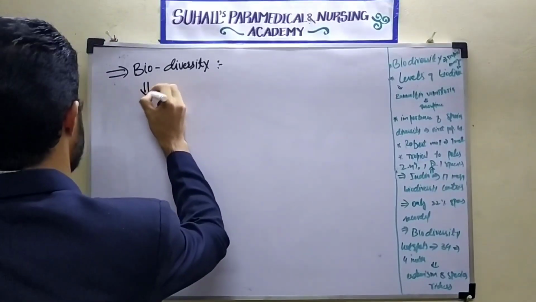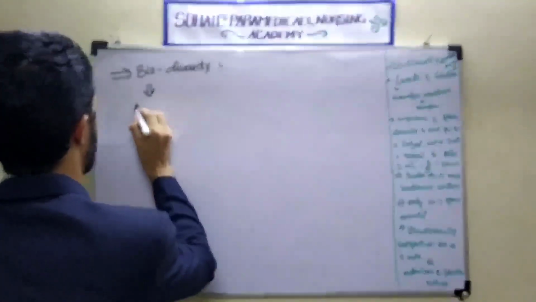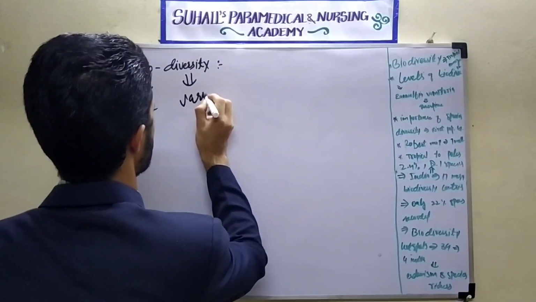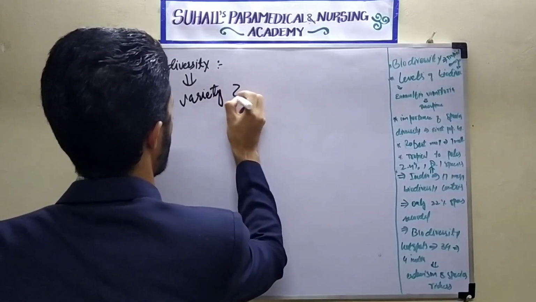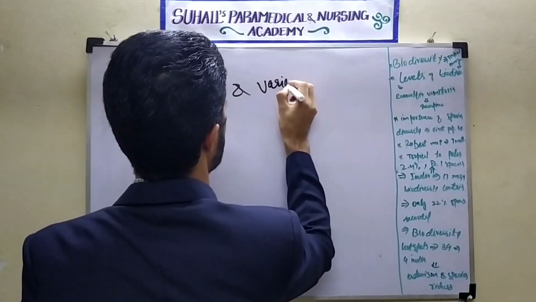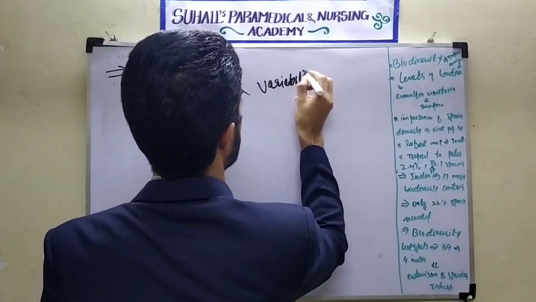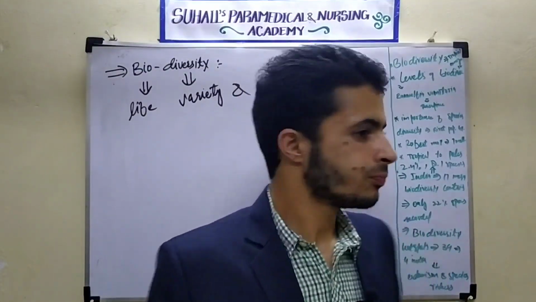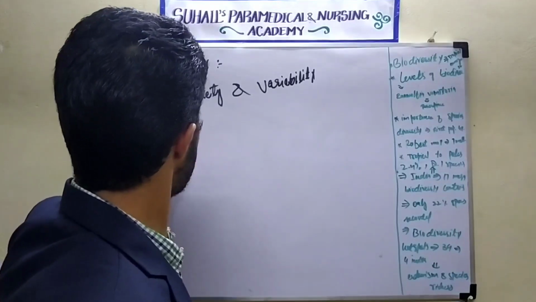What is the meaning of bio? Bio means life. And diversity means the variety and variability. The variety and variability.